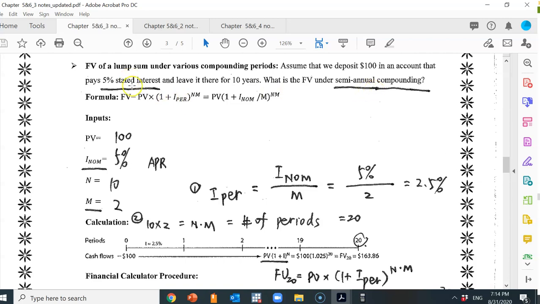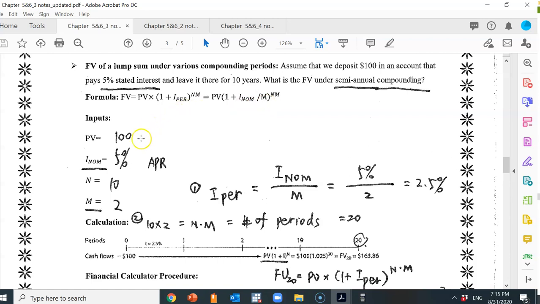Also here, what we know is the stated rate, or APR, or quoted rate, or nominal rate. So we need to convert this 5% into a semi-annual rate, the periodic rate. We also need to calculate the number of periods by using the number of years multiplied by compounding periods per year. Then we can use our present value multiplied by 1 plus the periodic rate to the power of total periods, and this periodic rate is calculated by using the nominal rate divided by the number of compounding periods per year.